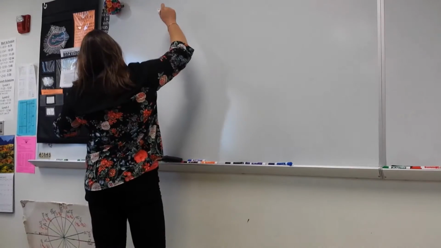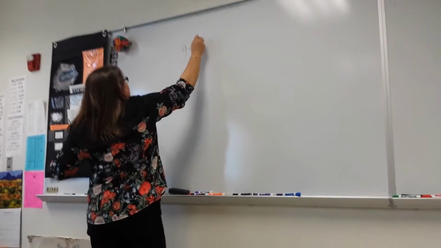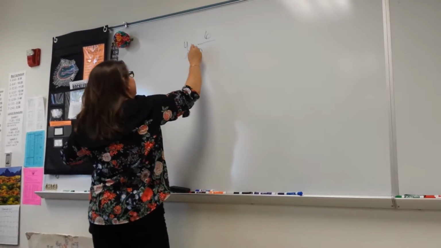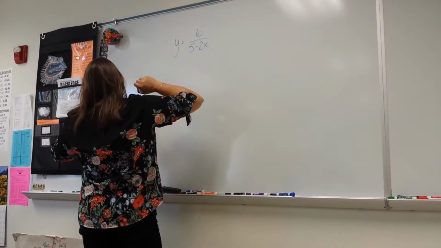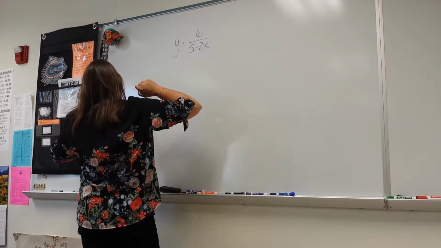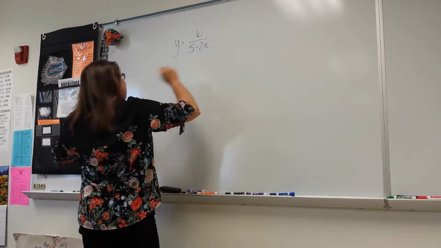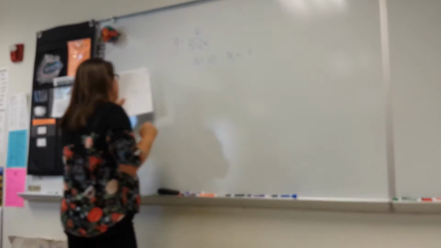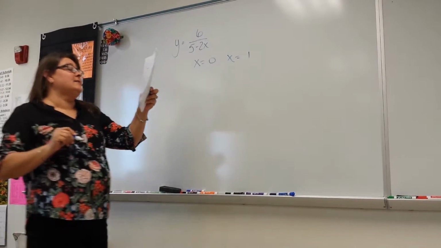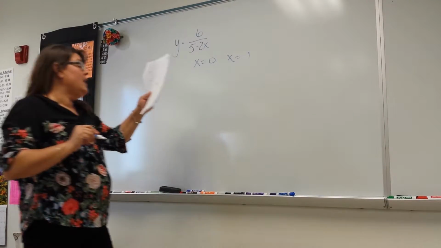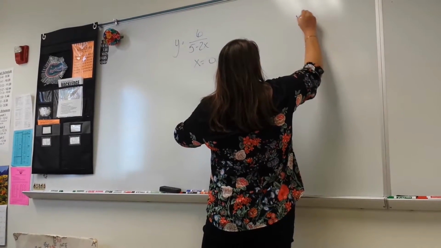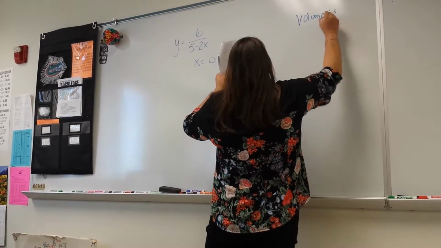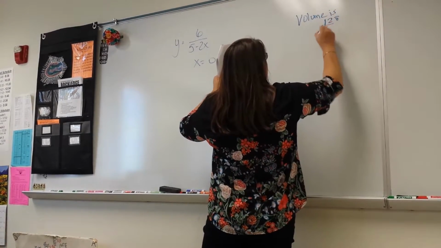That one's kind of hard since they don't give you a visual. You just have to know the steps, so you don't really have to draw it, which is kind of a cool thing. It says the region between the curve and the x-axis and the lines x equals 0 and x equals 1 are rotated 360 degrees about the x-axis. Show that the volume is 12 pi over 5.